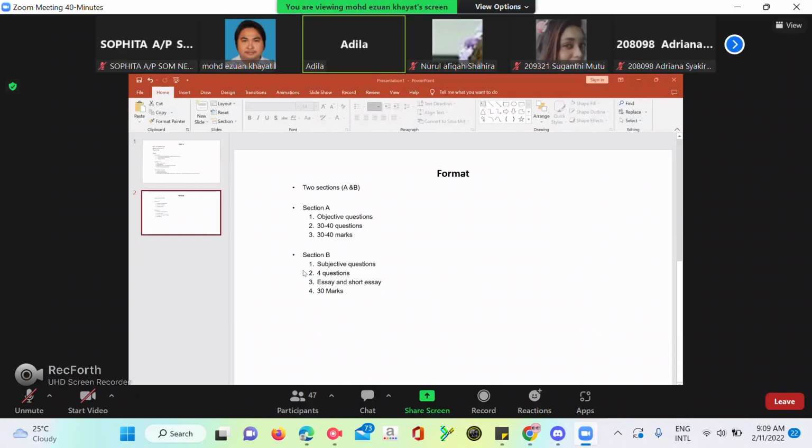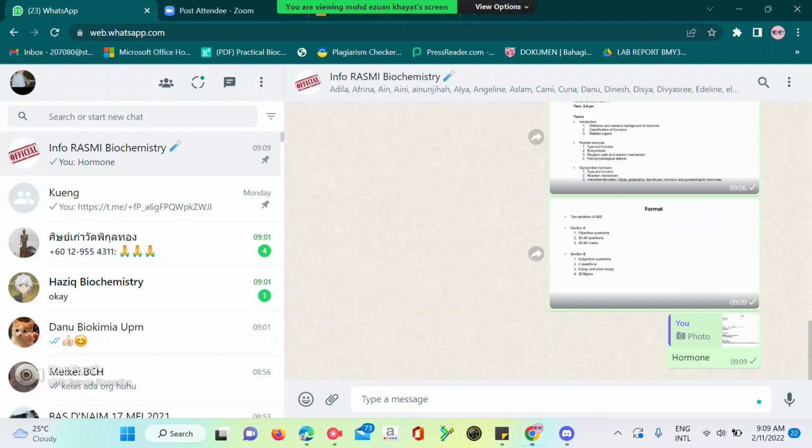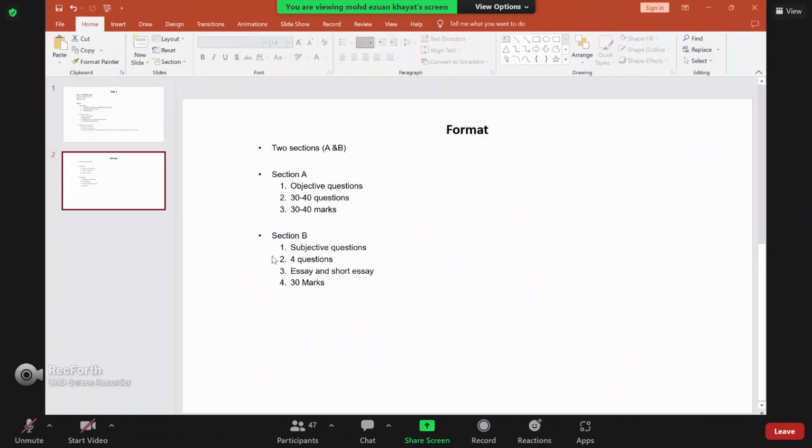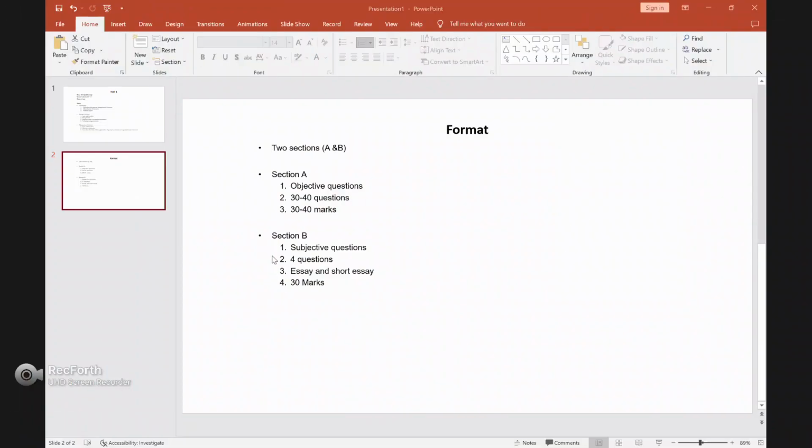Doctor, do we have to answer all of section B, or is there a choice? For test one, for section B, we don't have any choice. So you have to answer all the questions.